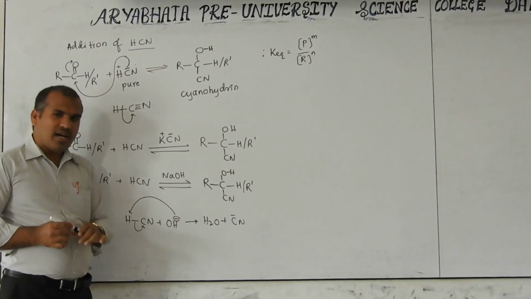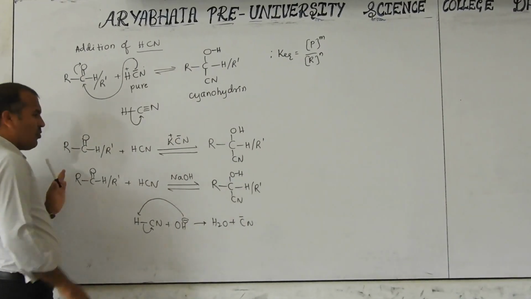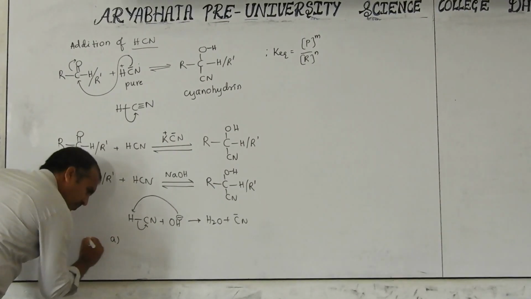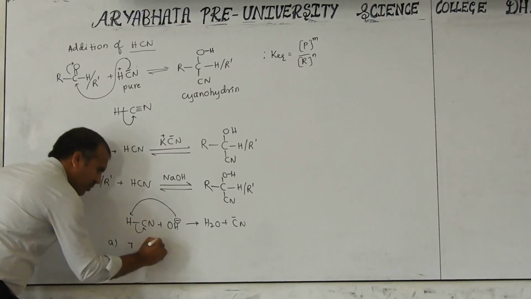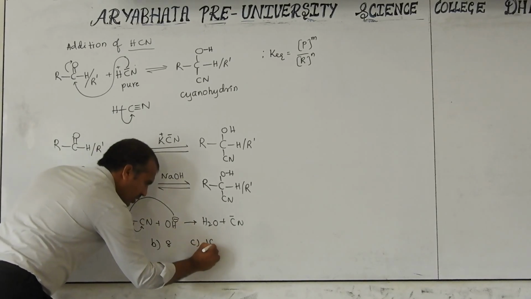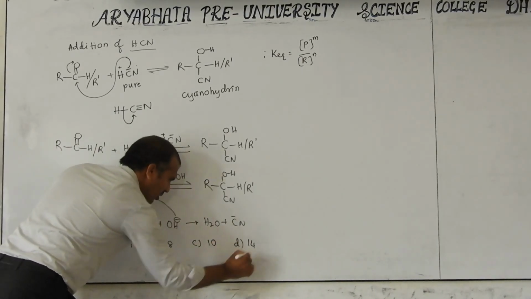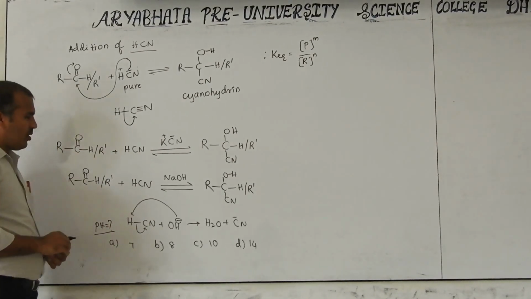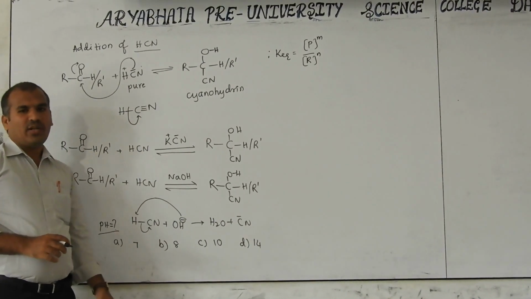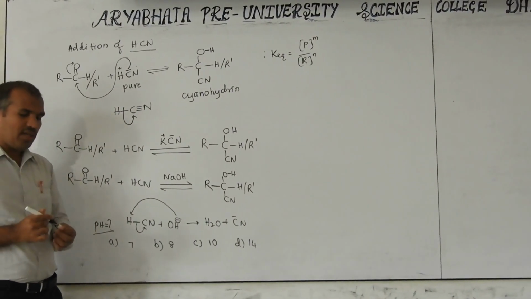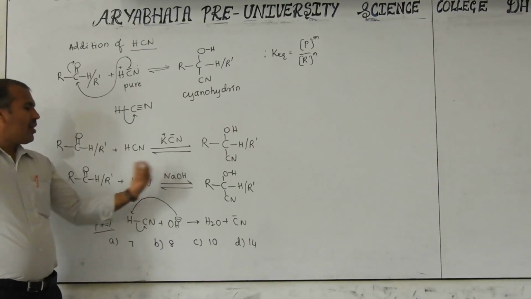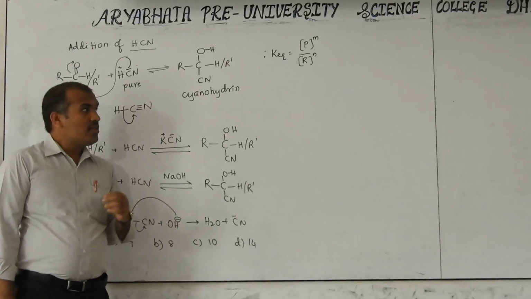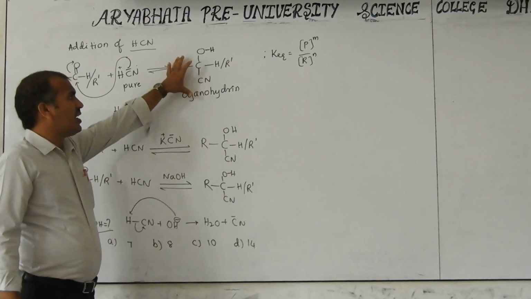Sometimes they may ask a question, I will give it here: to form the cyanohydrin in basic medium, what is the pH required? Option A 7, option B 8, option C 10, option D 14. This is one of the important questions for NEET and JEE level. I have given NaOH here, you have to decide how much pH is required. Now this formed product is the cyanohydrin.